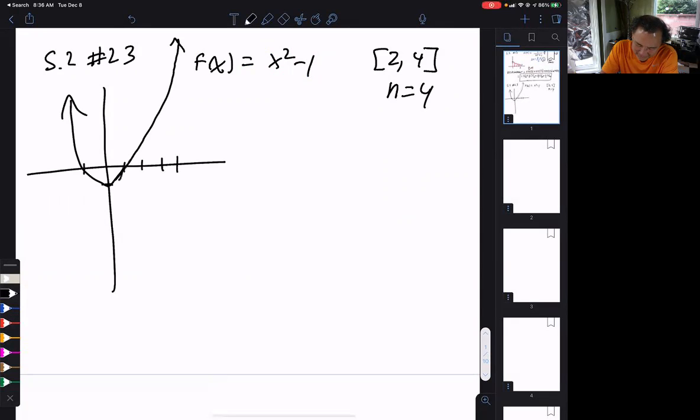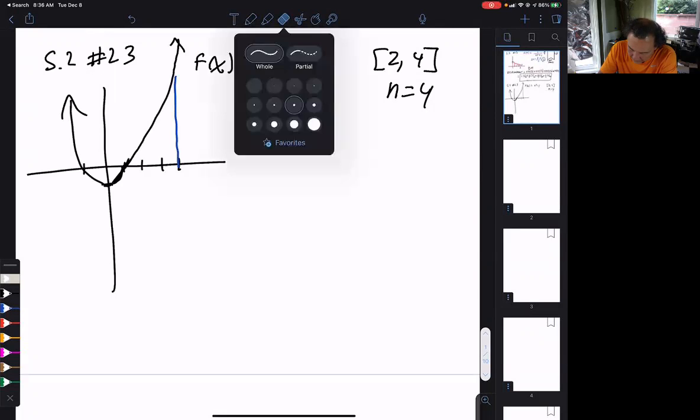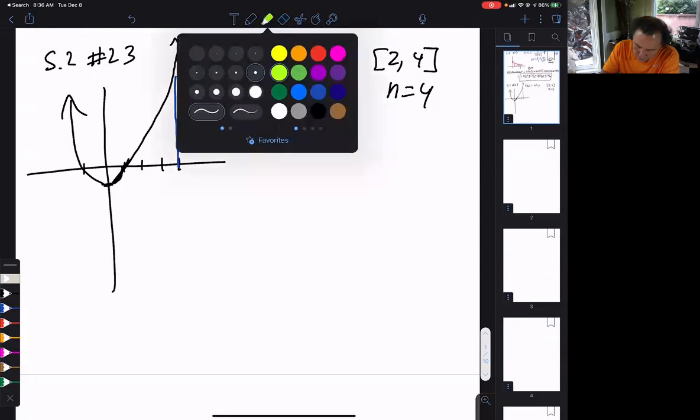That's pretty bad. Because I wanted to fit on this thing. And let me widen this thing out. It's a kind of bad graph, but oh well. We want to go from 2 to 4. And we want the area under the curve, so I'm going to shade that. I'm going to shade it blue.